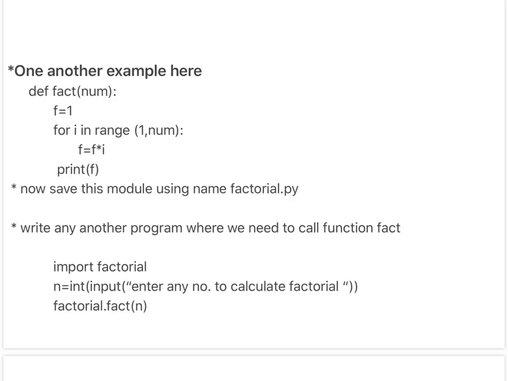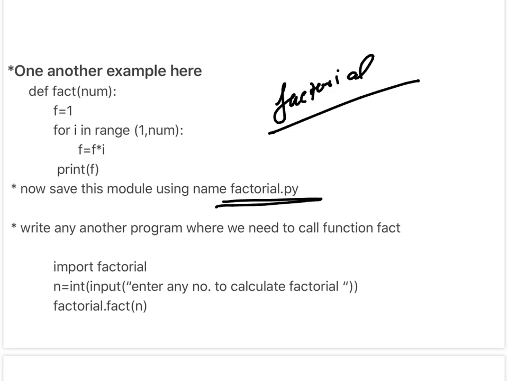Now I am giving you another very simple example. You have defined one module, and in that you have written a program of factorial. The module name you have given is factorial.py, and you have written one function here, this define function. The factorial program, you know very well.